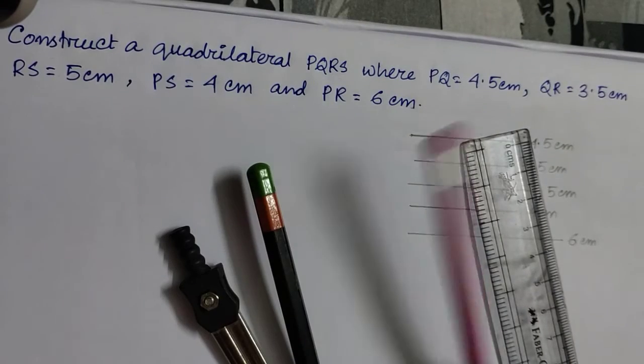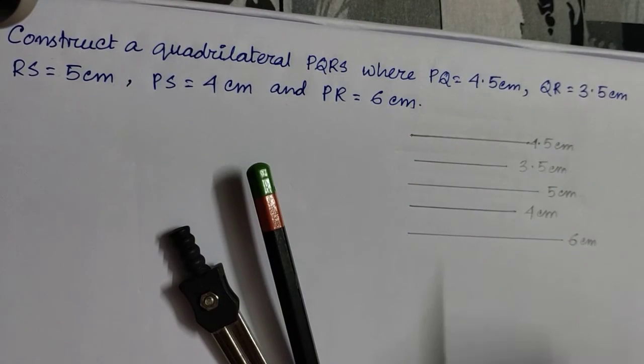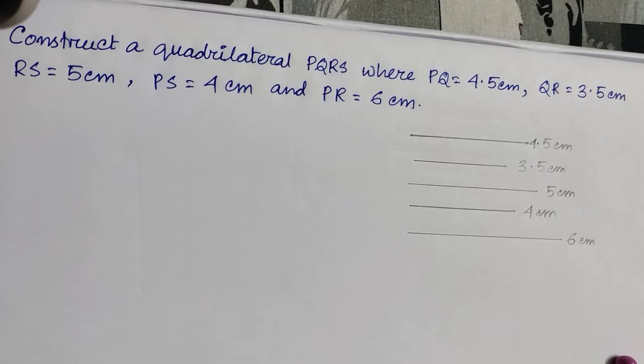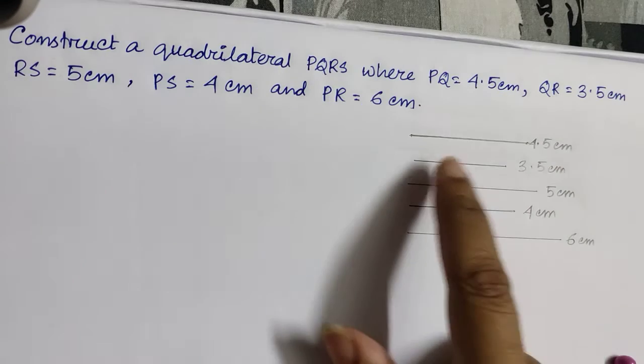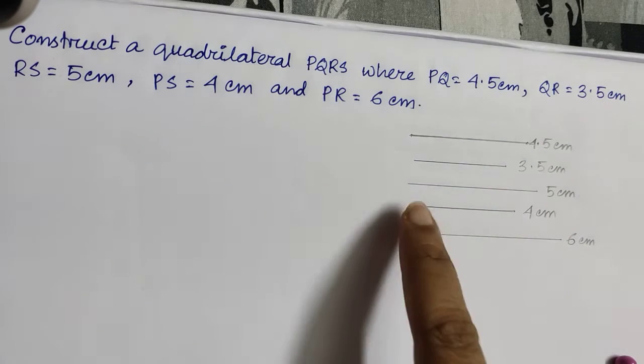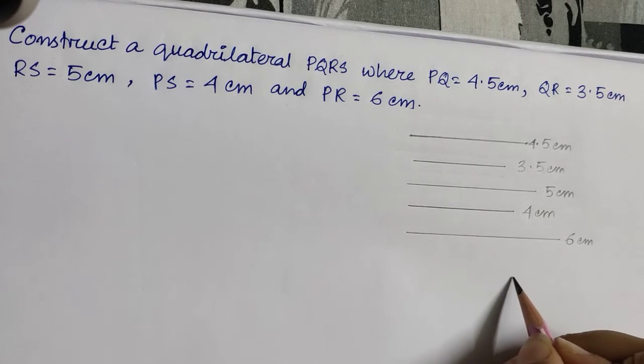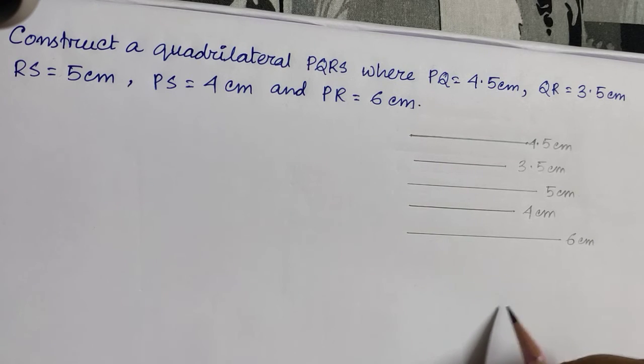So here I have drawn all the measurements of these lines. PQ is 4.5 centimeter, QR is 3.5 centimeter, RS is 5 centimeter, PS is 4 centimeter, and PR is 6 centimeter. So this is the rough diagram of this quadrilateral.